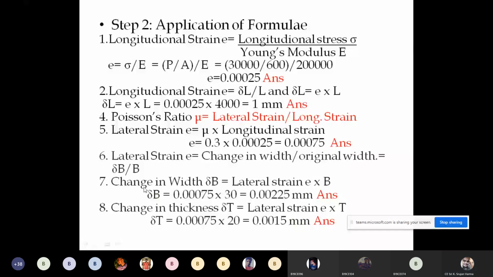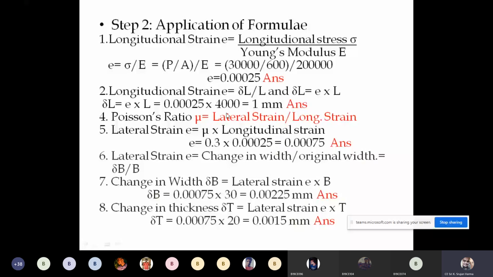Yes. Change in length is required, that is delta L. Change in width is required, delta B. Change in thickness is required, delta T. So in order to get all these three things, the only thing which we require is lateral strain or longitudinal strain, and then we can easily find them.